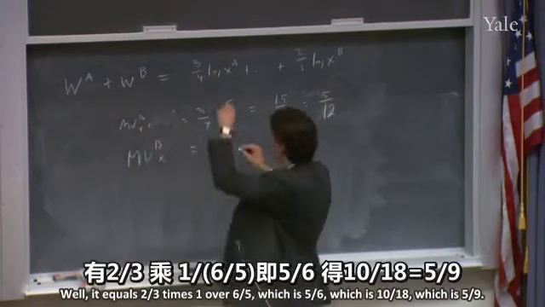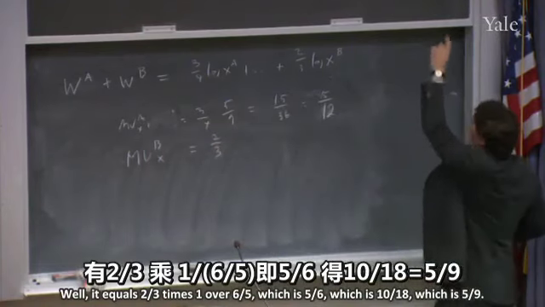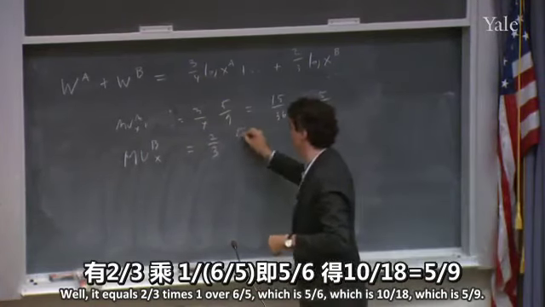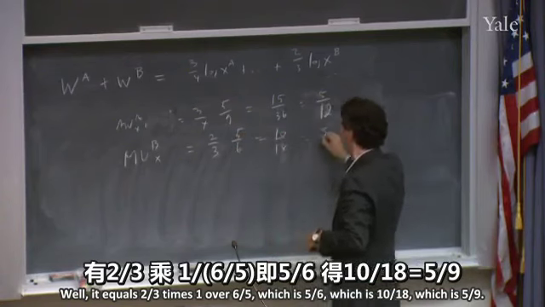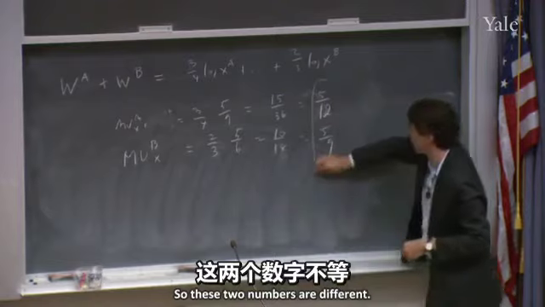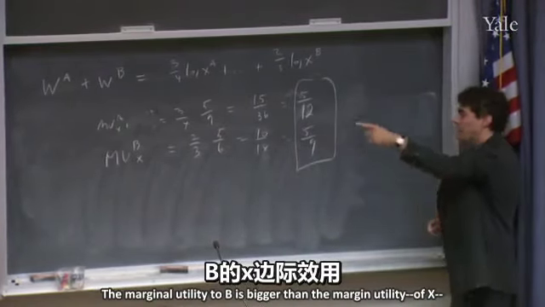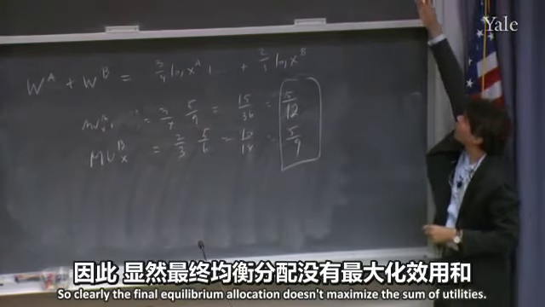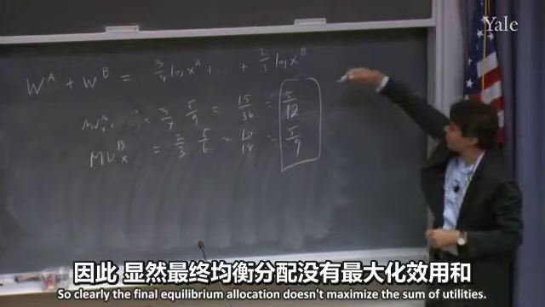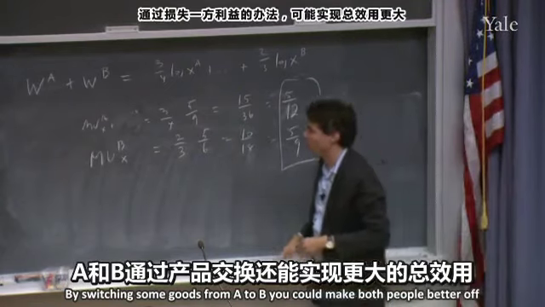Well, it equals 2/3 times 1/(6/5), which is 5/6, okay, which is 10/18, which is 5/9. So these two numbers are different. The marginal utility to B of x is bigger than the marginal utility to A of x. So clearly, the final equilibrium allocation doesn't maximize the sum of utilities. By switching some goods from A to B, you could make both people better off.